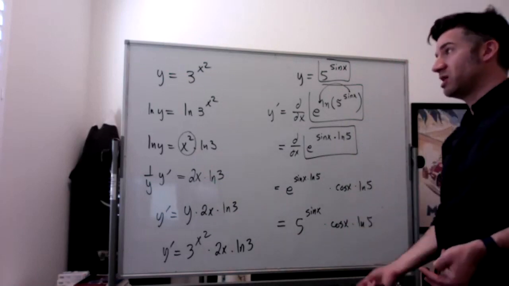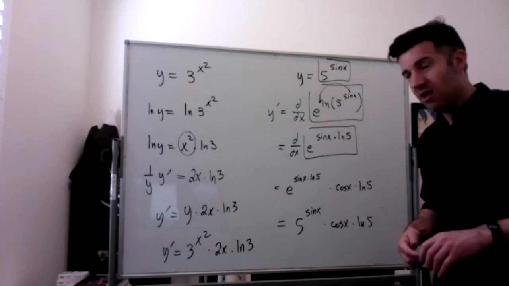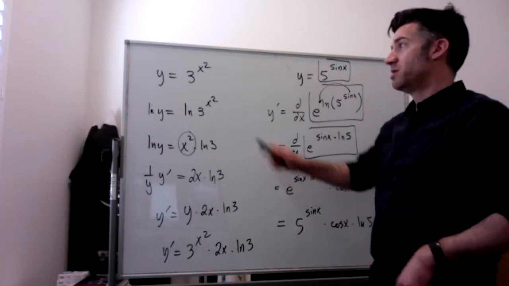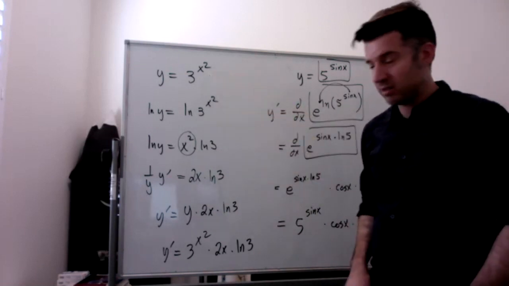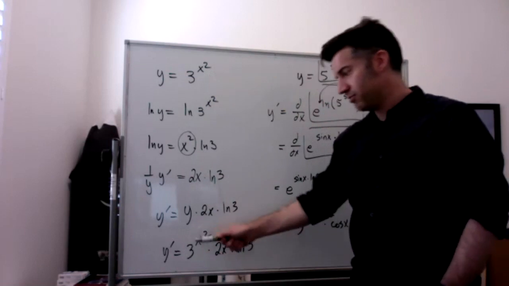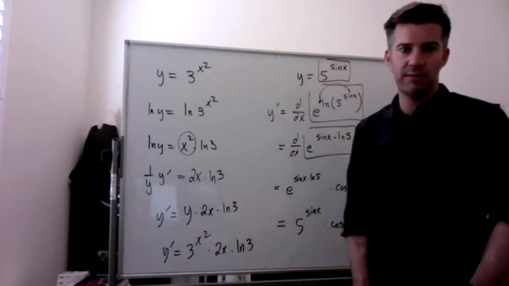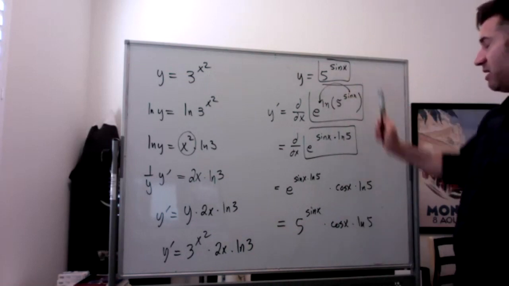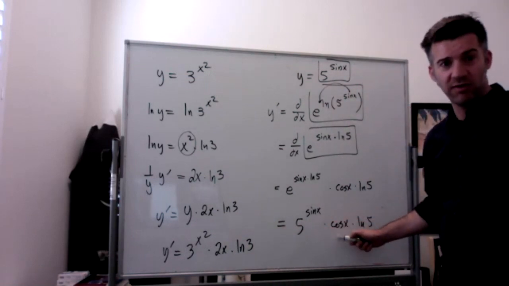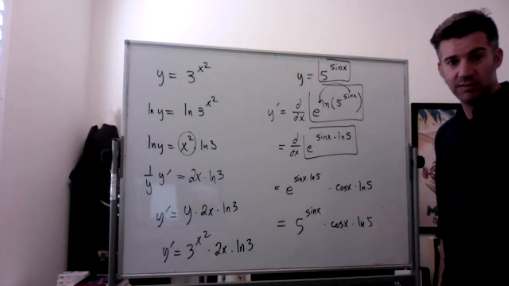But here's what I want you to see about both of these. The derivative of some base to some function of x is that same expression times the derivative of the stuff times the natural log of the base. The derivative of 5 to the sine of x is 5 to the sine of x times the derivative of sine of x times the natural log of the base.